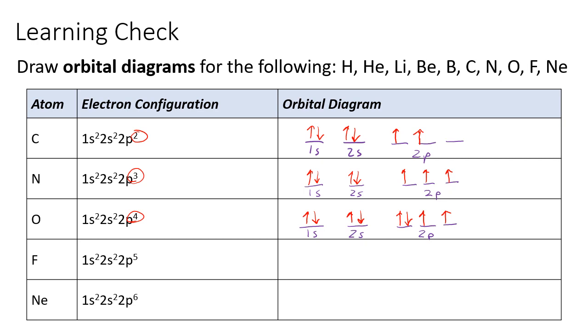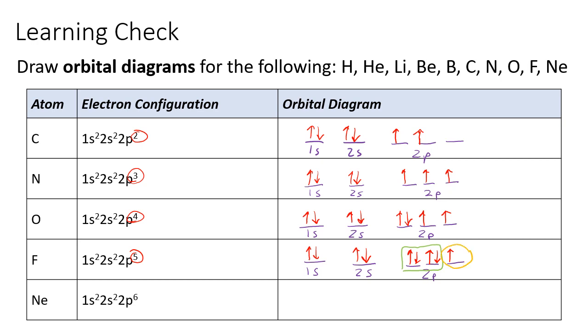For fluorine, we're going to have 1s2, 2s2, 2p5. So we've got 1s, 2s, and 3 2p orbitals. So 1s has 2 electrons, 2s has 2 electrons, and then the 2p has 5. So 1, 2, 3, 4, 5. So now 2 of the 2p orbitals are completely filled, and 1 of the 2p orbitals is still half filled.